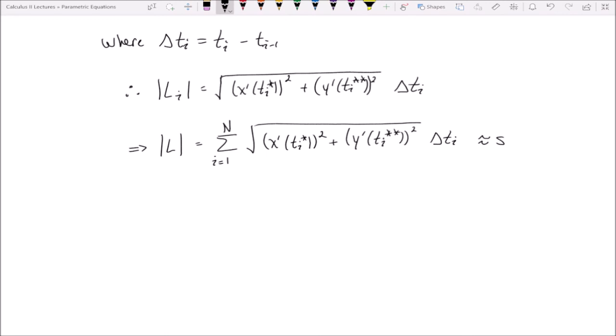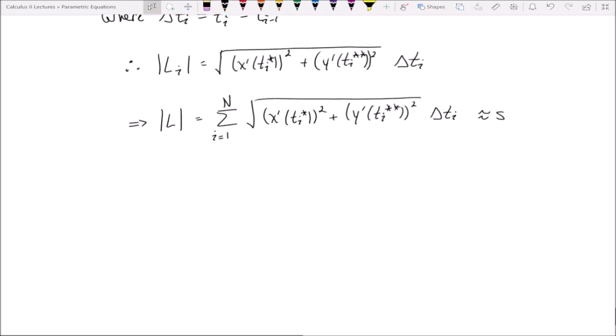Now this is nearly a Riemann sum. If the t_i star and the t_i double star were equal, then we would have a Riemann sum. However, it can be shown that this sum is going to approach an integral. All right, and so we're just going to take that fact for granted.